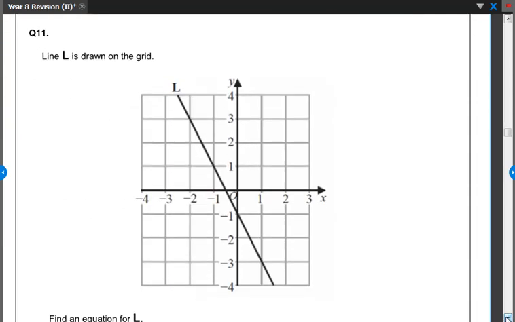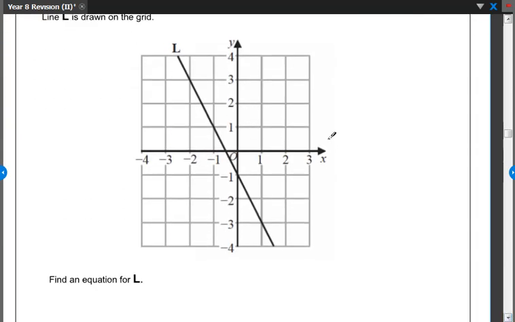Okay, now here we go. Line on the grid, find the equation of the line. The general equation of a line is y equals mx plus c. And we know that the gradient, so that's how sloped the line is, how steep it is, is m. And we know that the y-intercept, so where it hits the y-axis, is c. So any line can be described by its slope and where it hits the y-axis.